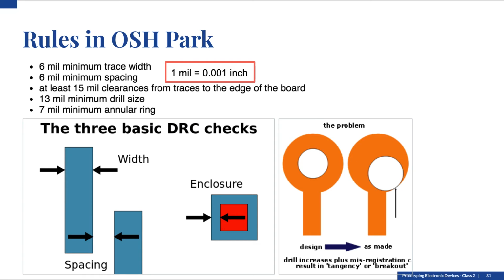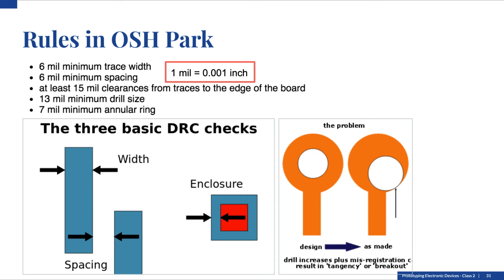Here, we will use OSH Park's rules as an example. Note the PCB design often uses a length unit called mil, which is 1/1000th of an inch. So there is a 6 mil minimum trace width and 6 mil minimum spacing. These two rules make sure that your traces won't break or bridge. At least 15 mil clearance from traces to the edge of the board. This will make sure the inaccuracy of the board contour routing won't damage your traces.